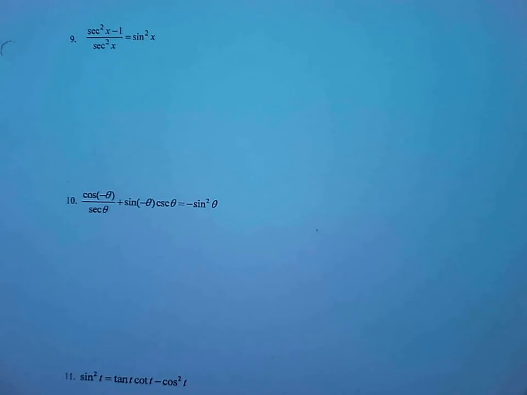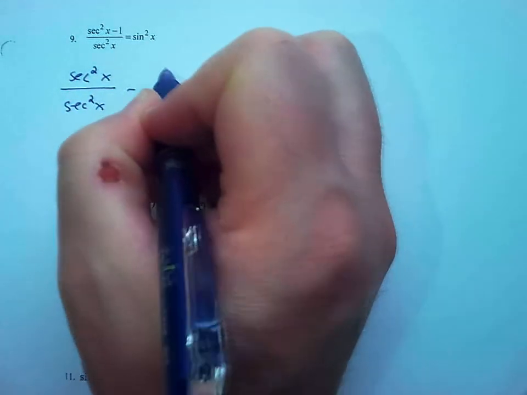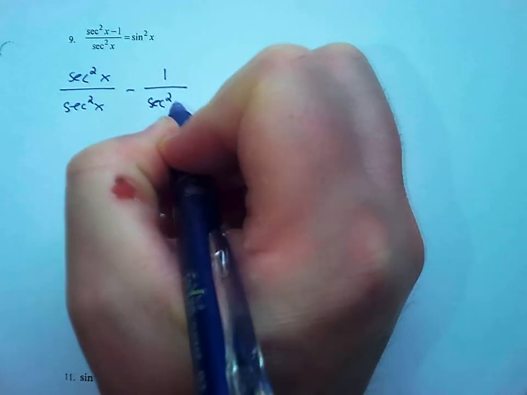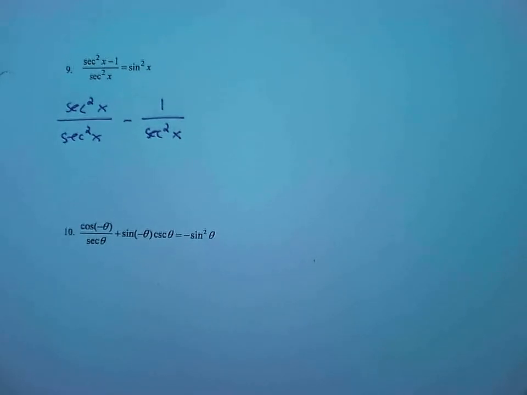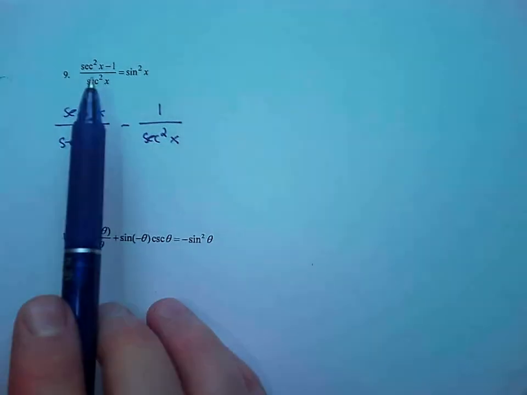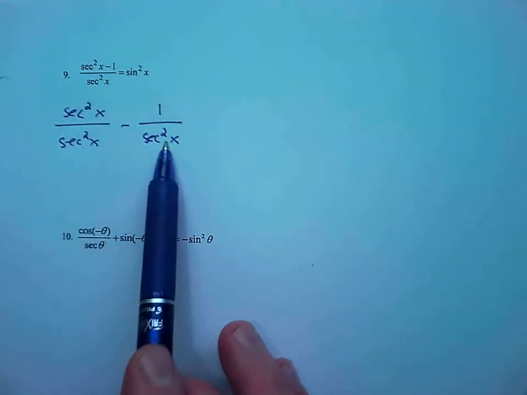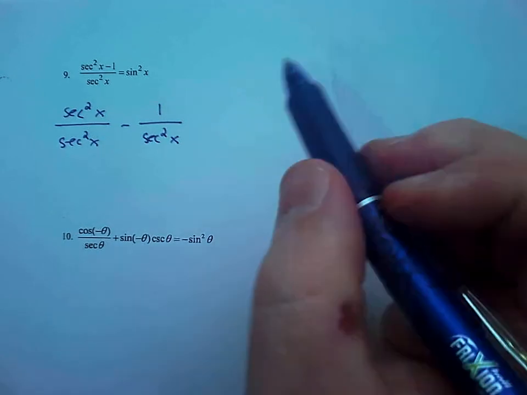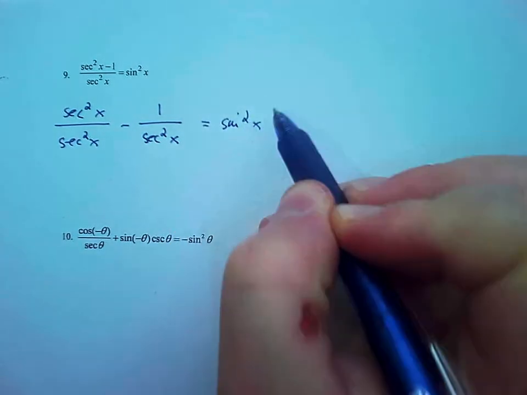Alright, so let's do number 9. Secant squared of x minus 1 over the secant squared of x is equal to the sine squared of x. Well, the left-hand side now looks more complicated again. And what we can do is break the left-hand side apart into the secant squared of x over the secant squared of x minus 1 over the secant squared of x. So all I did right here is I broke up the numerator. These still have the same denominator. So this right here is now just equal to the sine squared of x.